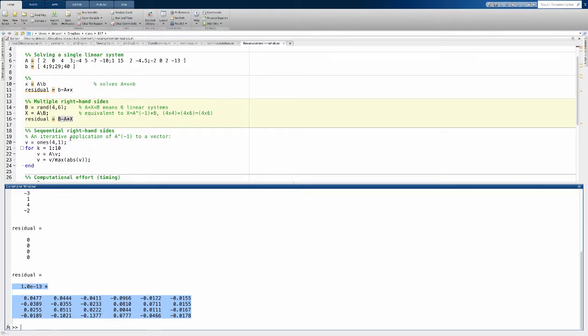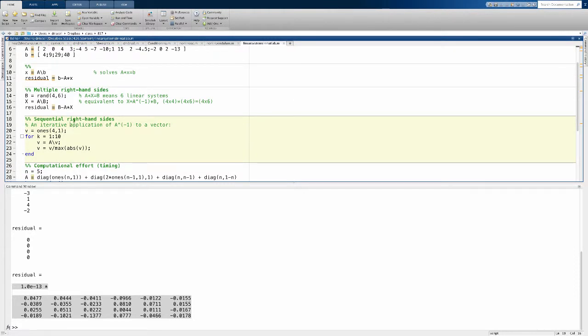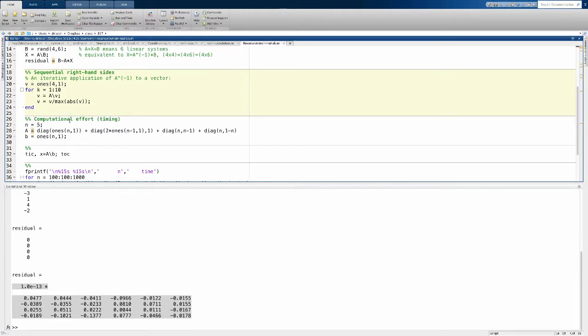Now sometimes you have to solve multiple systems where you don't know all the right-hand sides at once. Instead, you know them as part of an iteration. So here's an example of effectively applying A inverse over and over again to a vector that keeps changing. So we give v this starting value, and then inside this loop, we replace v with A inverse times v, and then this is just going to normalize v so its maximum component is 1. Then the next time through the loop, this is the right-hand side data and it's changed. So we just keep doing A backslash v over and over again. Now later on in the chapter we'll see that there's a more efficient way of doing this kind of thing, but this gets the job done.